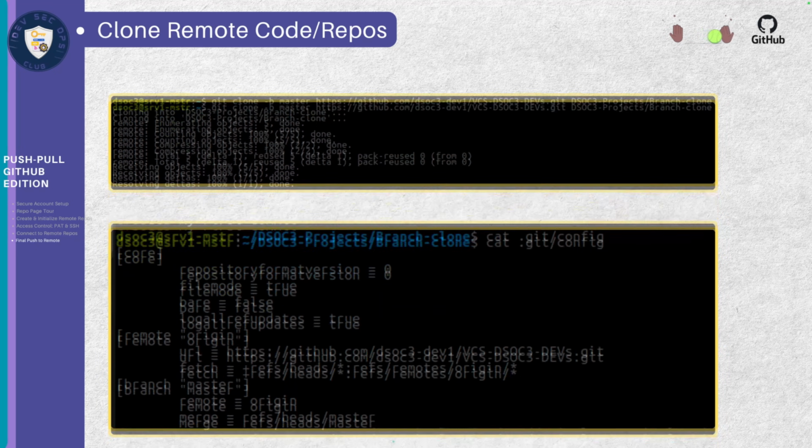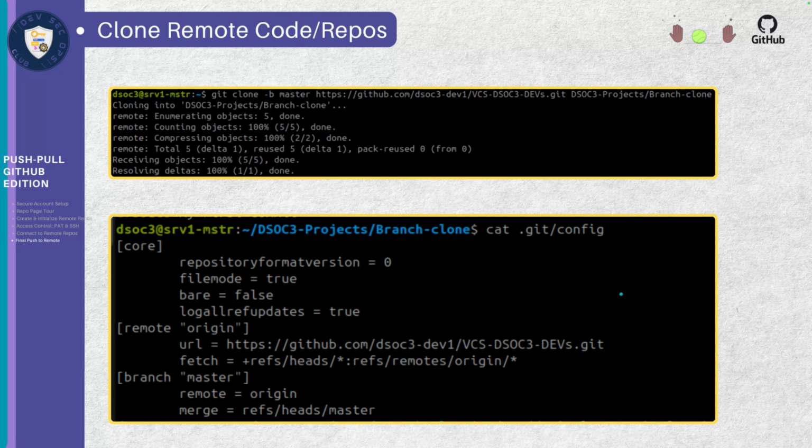So what's the difference? How many of you have this question? Okay, I can do the same thing with dash b, so why are you doing another thing? Or dash dash single branch? Just give me a thumbs up if you have this thought.